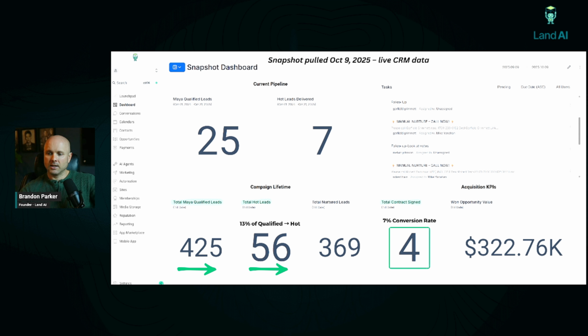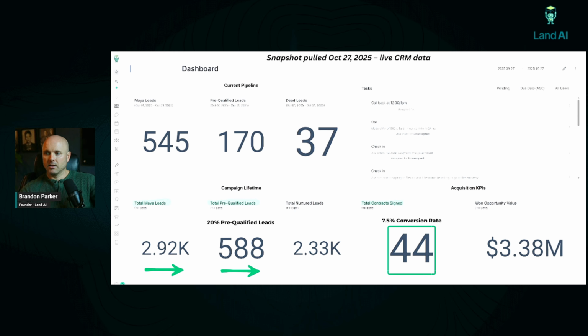Now we're gonna look at a client who has a little bit bigger numbers. This client, you can see highlighted in the bottom, has almost 3,000 total leads. Out of those, 588 have been pre-qualified leads. That's closer to that 20% mark. And then the contracts out of 588 leads that they had to look at was 44 contracts.